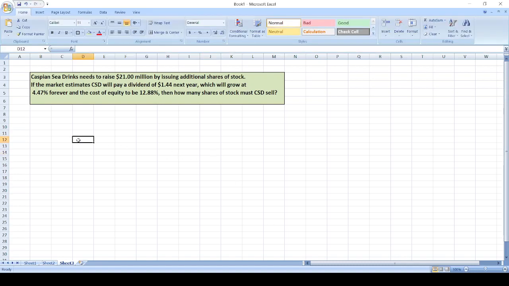Hey guys, the question is, Caspian Sea Drinks needs to raise 21 million by issuing additional shares of stock. If the market estimates CST will pay a dividend of $1.44 next year, which will grow at 4.47% forever, and the cost of equity to be 12.88%, then how many shares of stock must CST issue? So here, first we calculate the current share price.